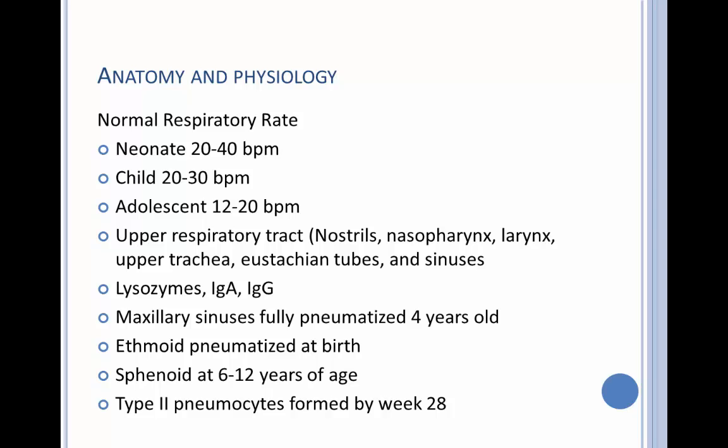Stridor is another one. As in all patients, stridor denotes an upper airway obstruction. On assessment, you should note the quality of the stridor. A very important piece of the assessment is the auscultatory findings.